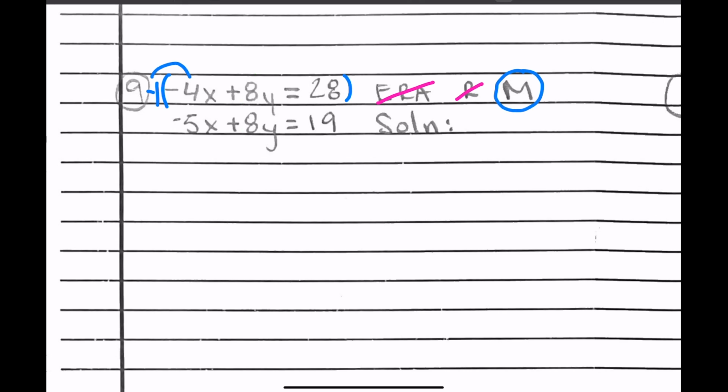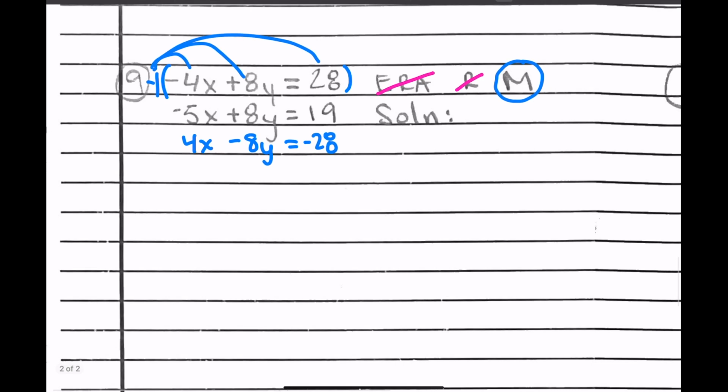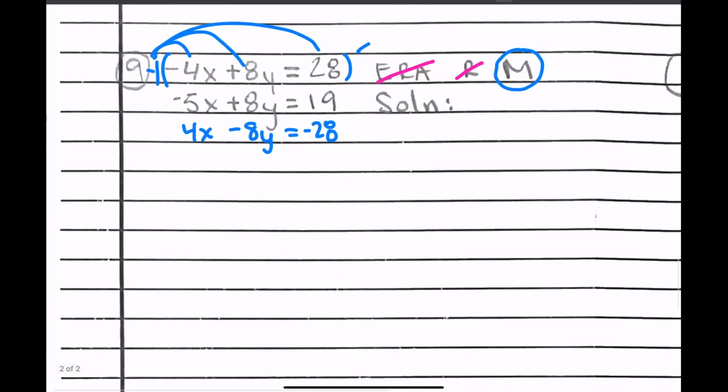So -1 times -4x is a 4x. -1 times 8y is a -8y. Equal sign. -1 times 28 is a -28. So when you multiply by a -1, it just flips everybody's sign. So that's a good way to check yourself. All right, so we don't care about this equation right now. We're dealing with the second equation and what we rewrote in blue. So now we have same number and opposite signs, which means now we can eliminate. These guys cancel. Add everybody else.